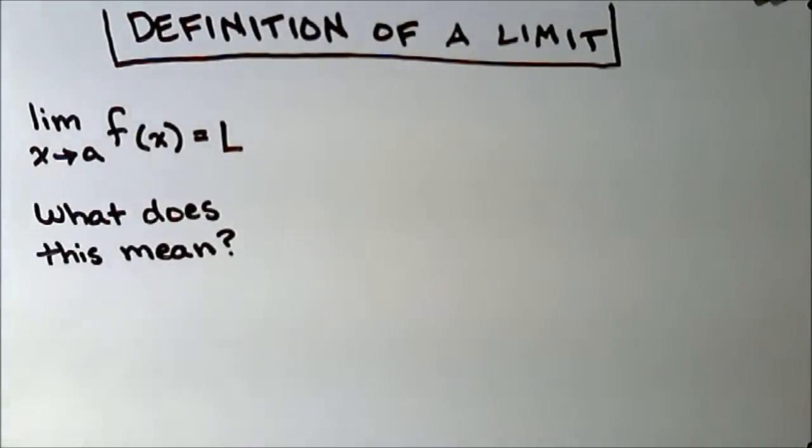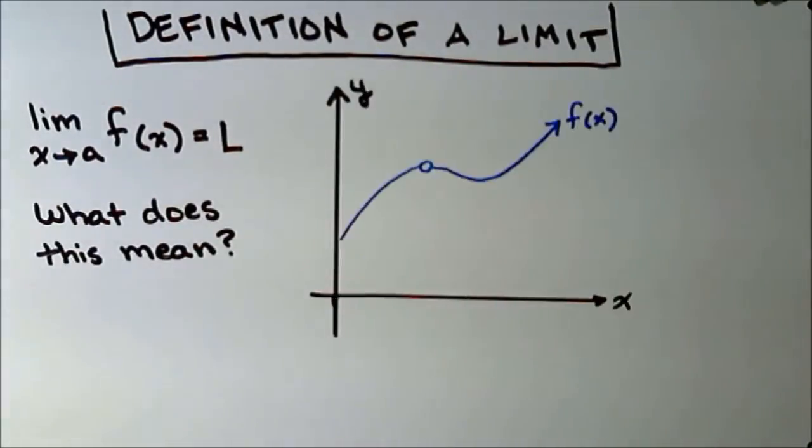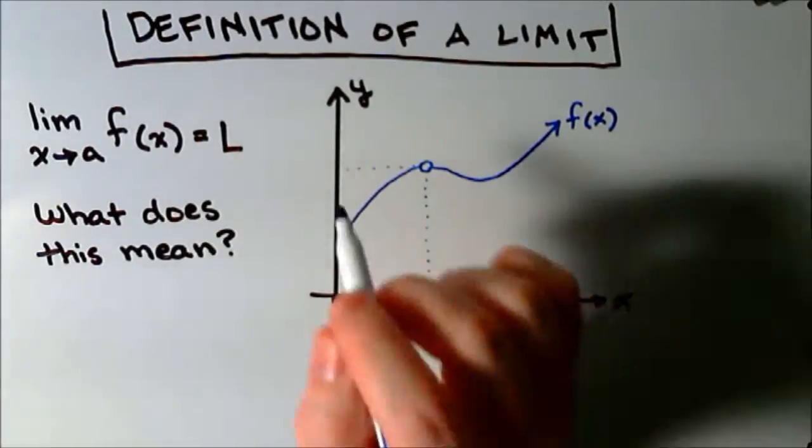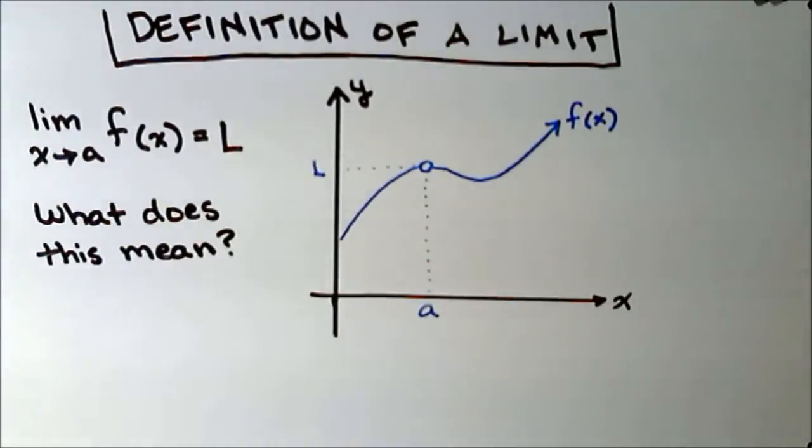Graphically, we could depict a random function f of x on an xy coordinate plane. On the x-axis, we imagine a number a, which, when plugged into our random function f of x, gives us f of a equals L. Notice the hole at the point x equals a, y equals L, indicating this point is somehow undefined.